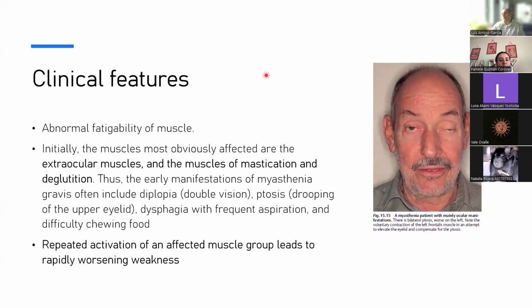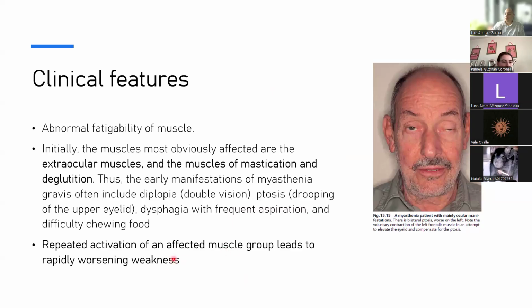So normally there is abnormal fatigability of the muscle. The muscles get tired. For some reason, the extraocular muscles and the muscles of mastication and deglutition are most obviously affected. I think maybe because we use them more. The early manifestations include diplopia, ptosis, dysphagia with frequent aspiration, and difficulty chewing food.